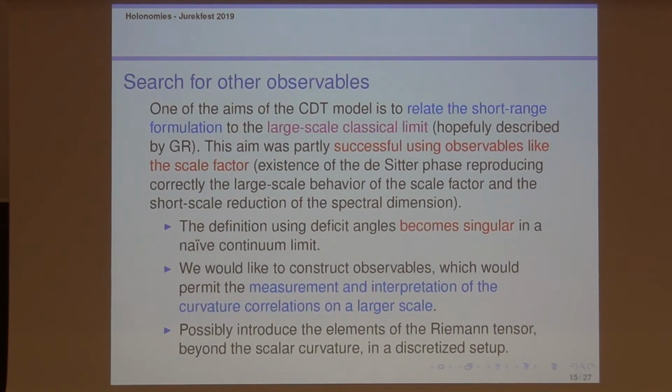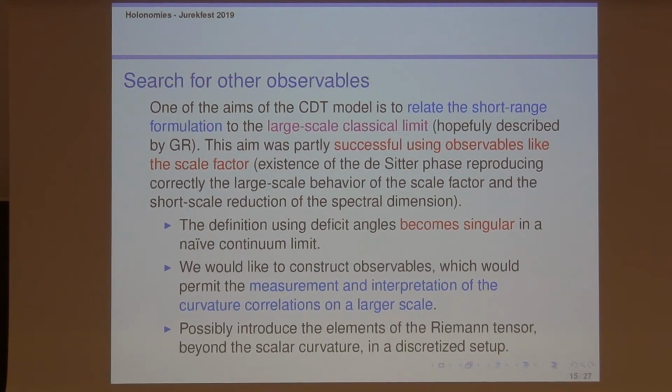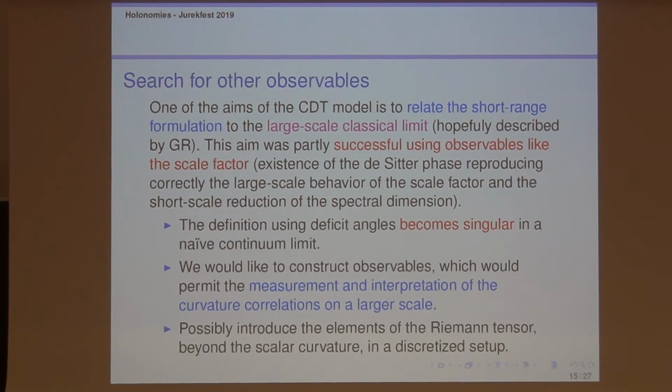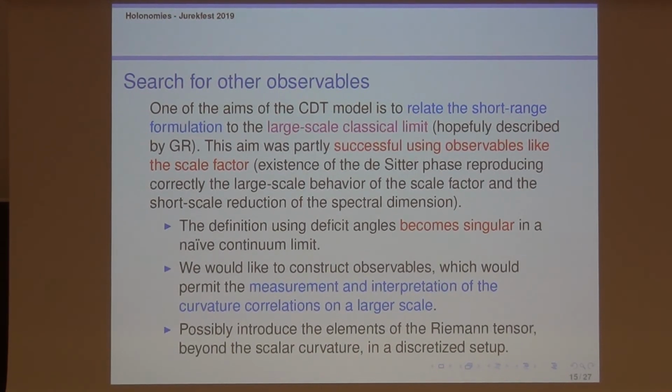It's something which is very similar to the scale factor in quantum gravity. And in fact, what we would like to do is to relate the short range properties of such a model, which are very discrete, to large scale properties which we hope will reproduce general relativity if we are looking at the semi-classical limit of the model. And in fact, it turned out to be quite successful.